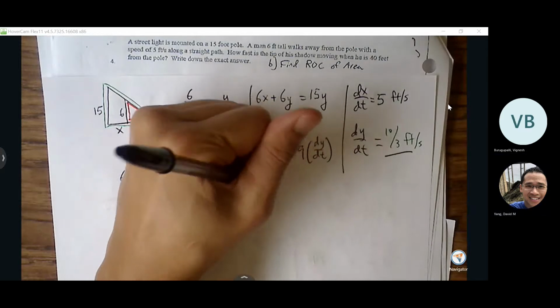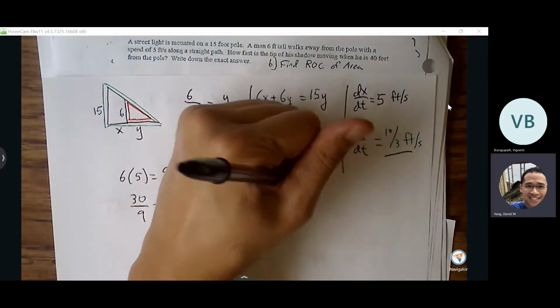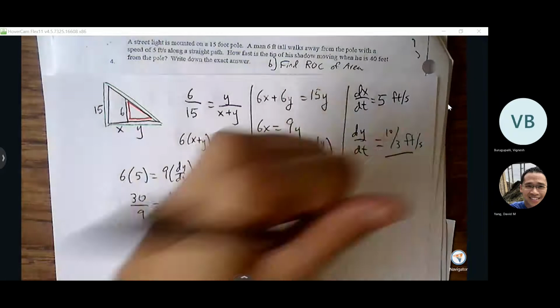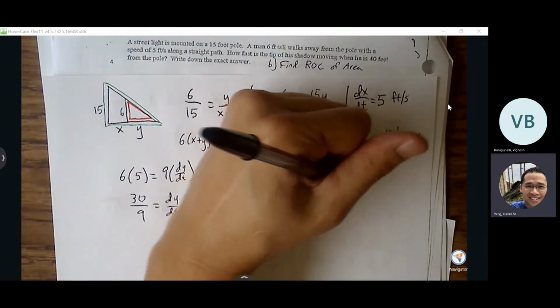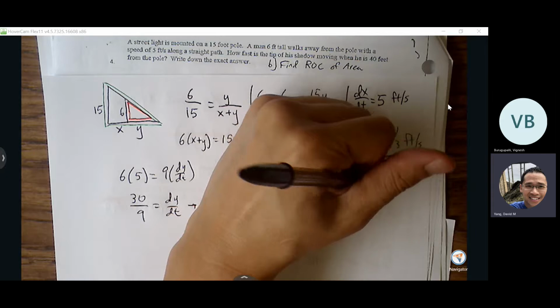Okay. So rate of change of the tip is always just going to be dx dt plus dy dt.